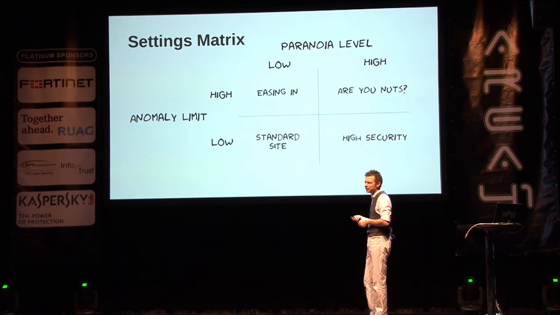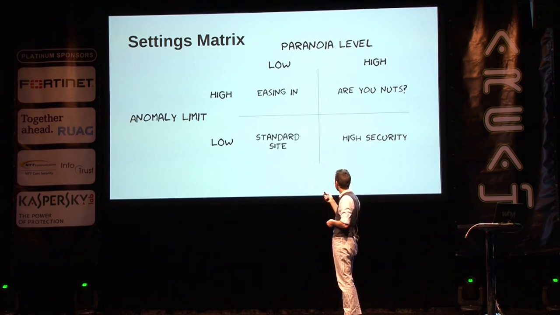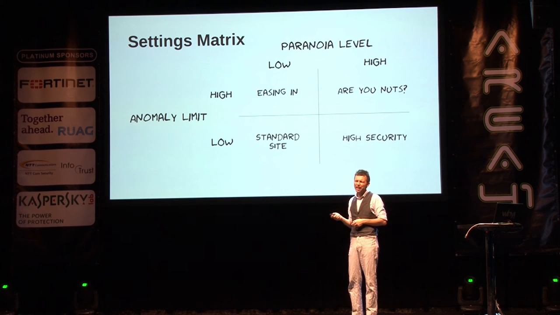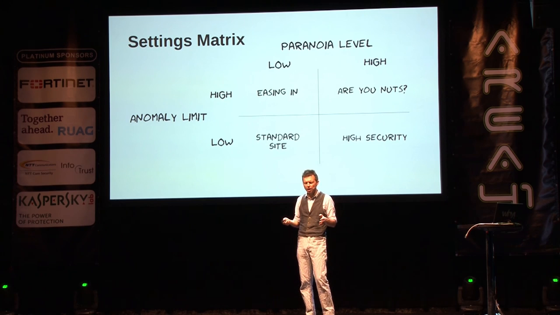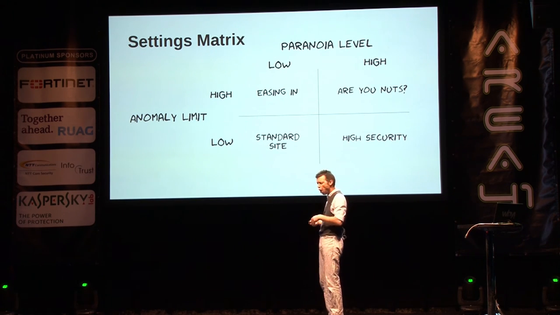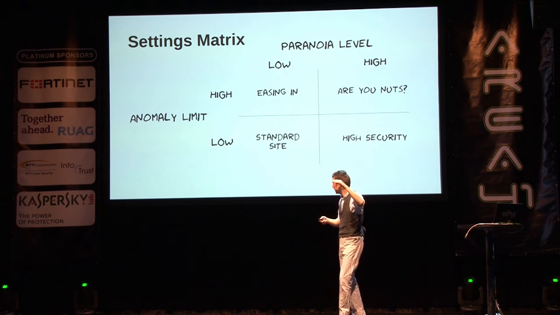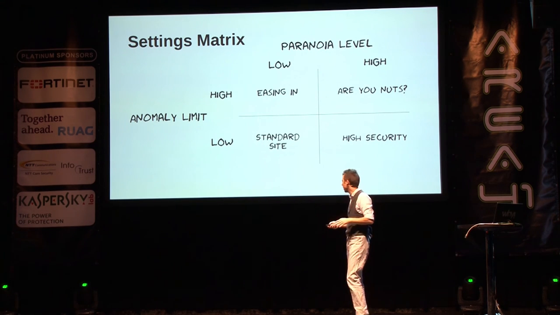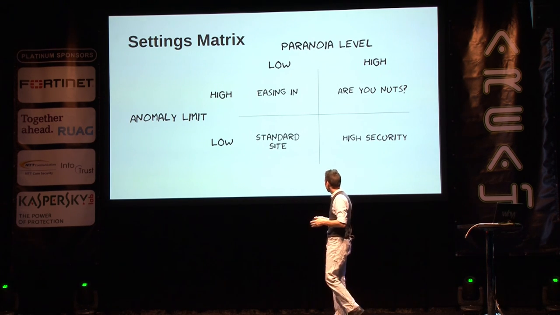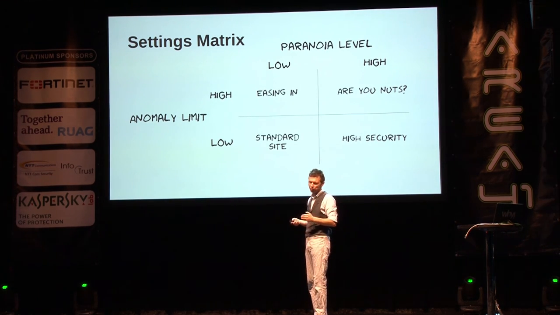What does not make any sense at all is to run the anomaly limit high with a high paranoia level. This would be a combination of the bad things from the two worlds. So you would have no protection at all, because it's a very high limit, and all the false positives which you can have. That's crazy. Don't do that. You either do a low paranoia level, or if you do a high paranoia level, you will want to run this with a low anomaly limit.